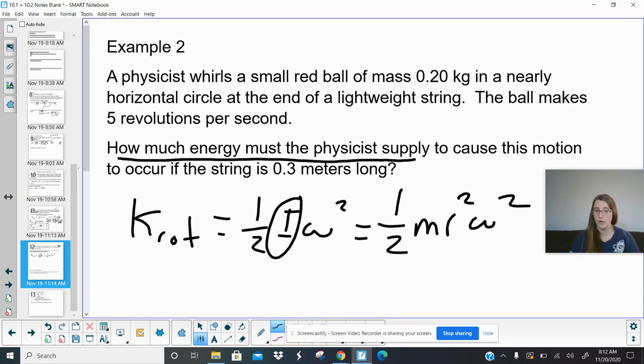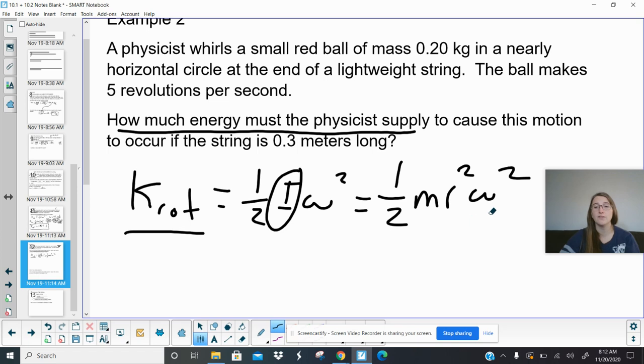So we have most of this information. I want you to try this whole question. This is our goal because it says how much energy. That means we just need to plug in everything over here. We have the mass, we have the radius, we know how to get the angular velocity in radians per second. Go ahead and try this whole thing.